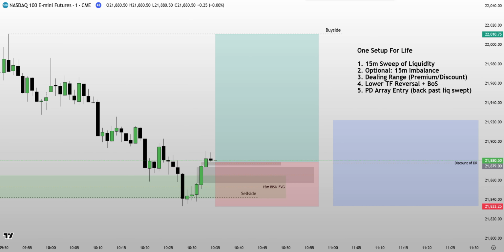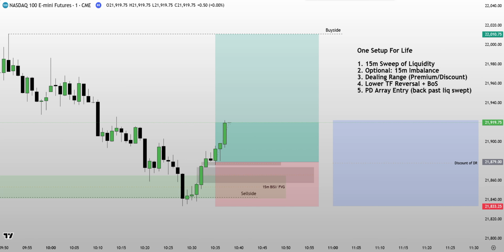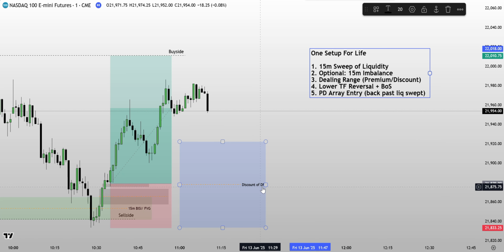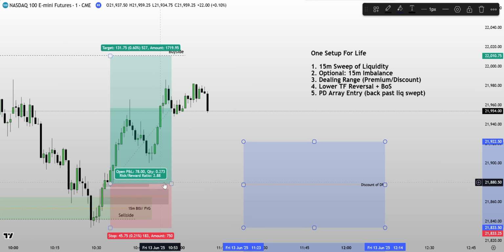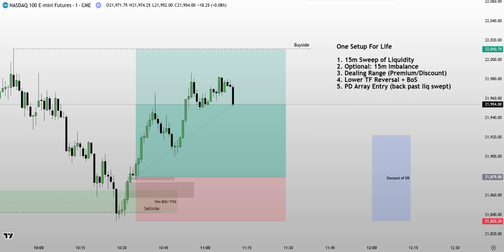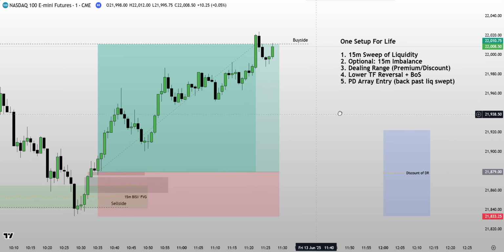Almost a 3-to-1 R. There's our entry, price retests the gap. Entry there, target the opposing liquidity. Let's move it a bit more here. Price begins to move to the upside. Still buy side right here. And there we go. 132 points almost to that buy side liquidity.